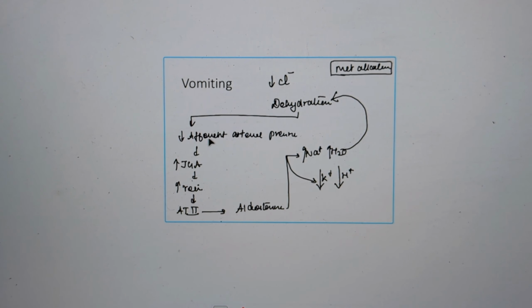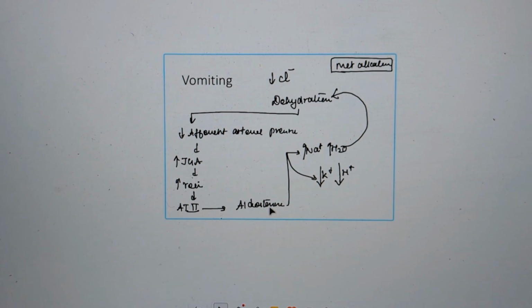This activates the juxtaglomerular apparatus, which secretes renin. Renin leads to the production of angiotensin II, which in turn stimulates the secretion of aldosterone. Aldosterone promotes the reabsorption of sodium and water to help compensate for dehydration.